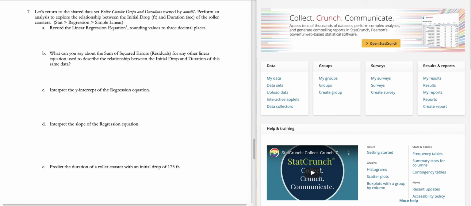All right, we are finishing up Mod 12 with a look at some data here in StatCrunch. So let's go ahead into our StatCrunch spreadsheet that I have on the right, load the shared data set, roller coaster drops and durations, run that linear regression analysis, and see what we get.